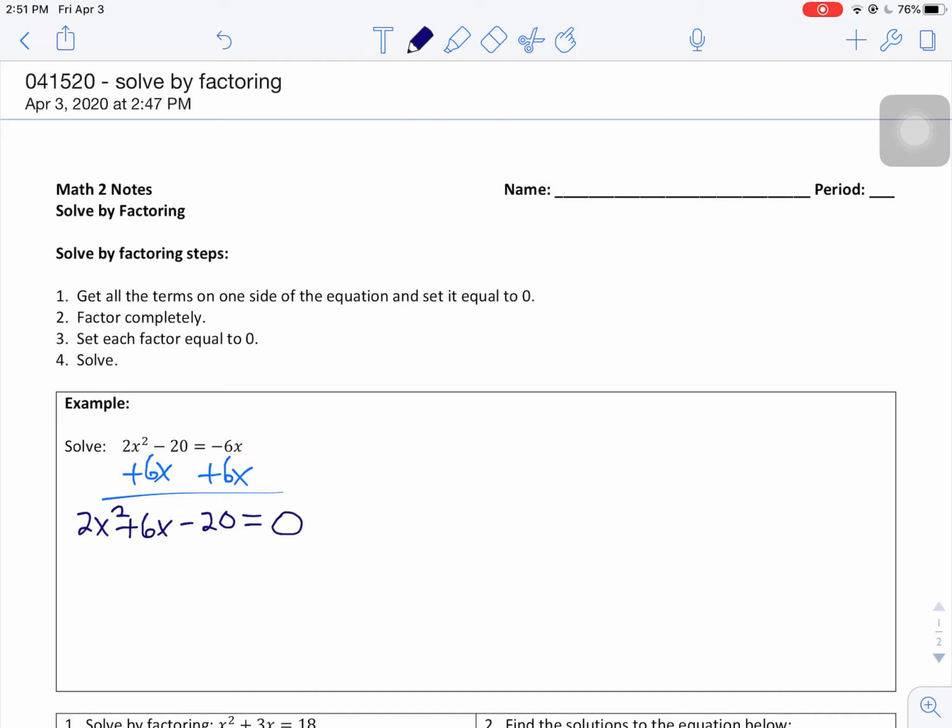Notice how I did not add 2x squared and 6x together. Those are not like terms because they don't have the same variable raised to the same exponent. Step 2, factor completely. So when I look at that expression, I have 3 terms, and so it's a trinomial, but I always want to factor out a greatest common factor first if I can. So all of those numbers are divisible by 2. So let's factor out a greatest common factor of 2 out in the front.